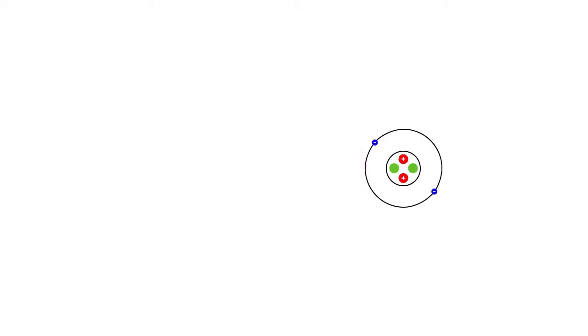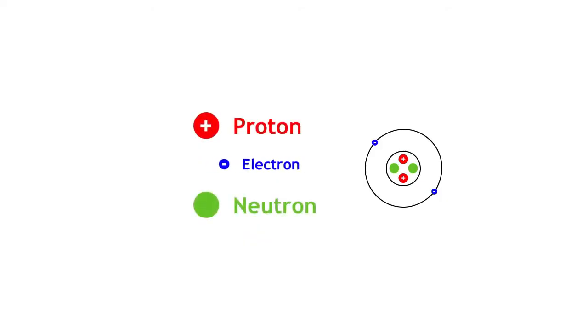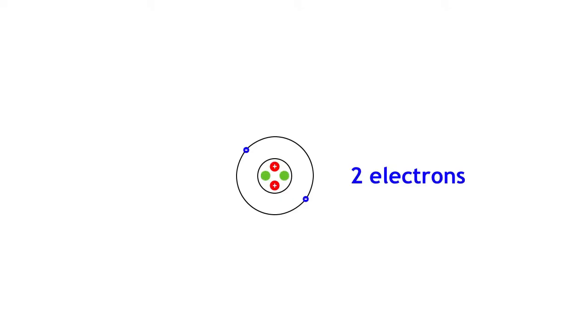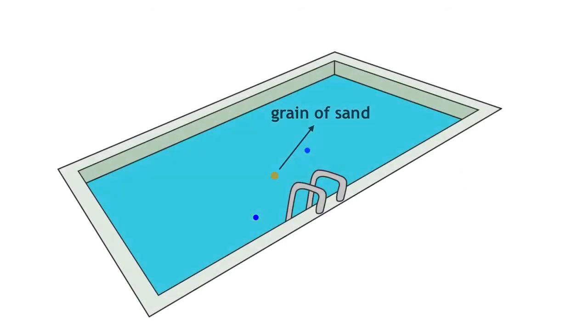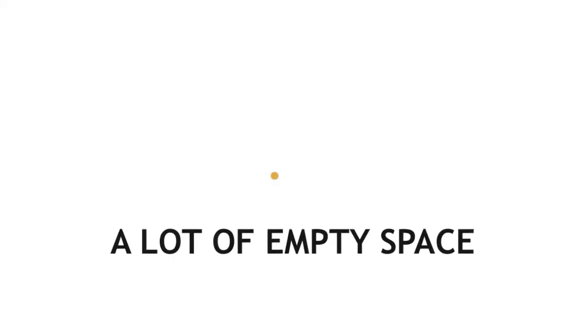Around the nucleus, we find that electrons are randomly whizzing around. The electrons are even smaller than protons and neutrons. So say we only have two electrons in our atom. These would be randomly moving around our grain of sand in our 50-meter pool, just these two tiny, tiny electrons. So what does that leave? A lot of empty space.